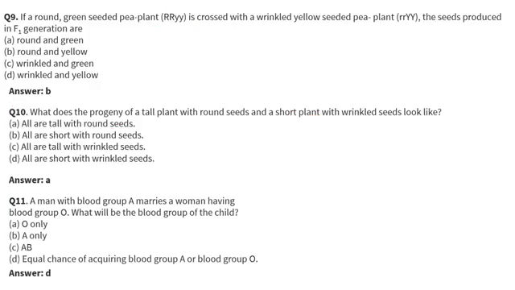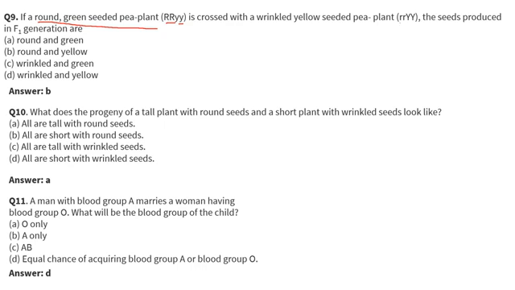So let's come to question number 9. If a round green seeded pea plant, that is capital R and small y, where small y stands for green color because green is recessive, is crossed with a wrinkled yellow seeded pea plant.